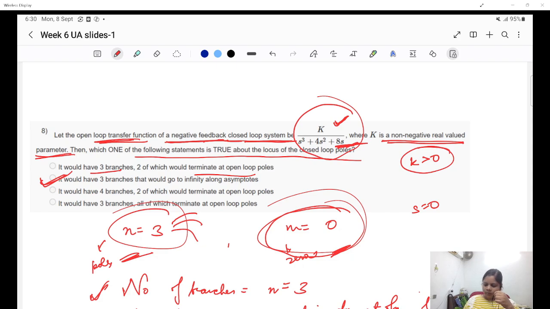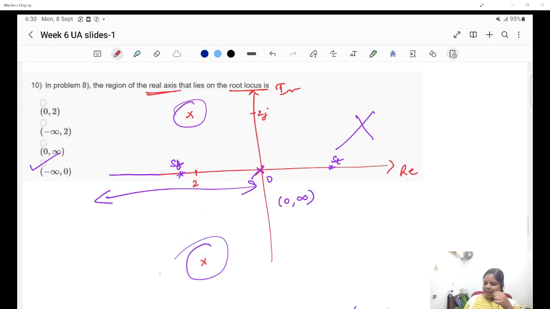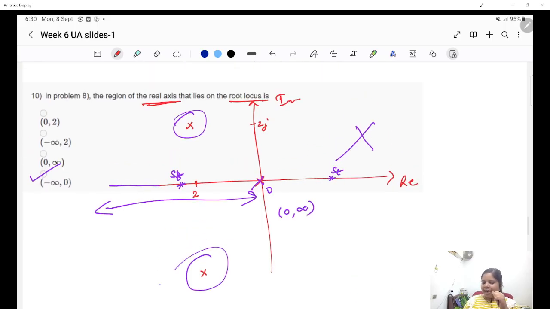Okay, then in this case we had seen what region on the real axis lies on the root locus. So you identify what are the poles of the system. The ones marked in red are the poles of the system. It is at 0, at minus 2 plus 2j, and minus 2 minus 2j. Okay, these three are the poles of the system.